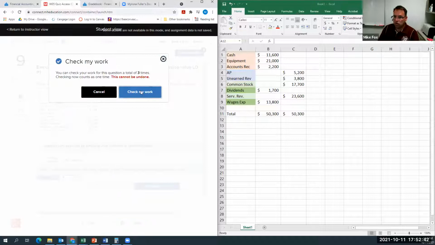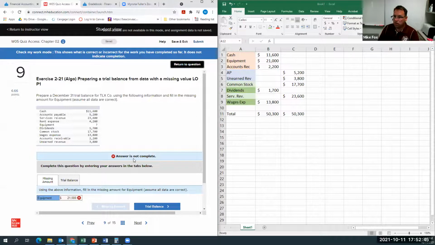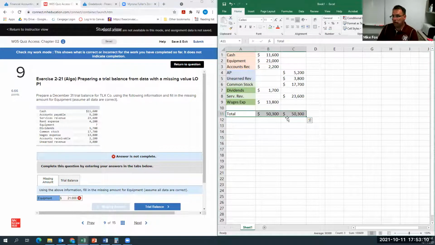I can check my work. It says it's wrong. So, well, then I'm not sure. Did I make an error here? 11,600, 5,200, 23,600. Rent expense. I missed rent expense. This is why we use our checks. All right, so our rent expense was 4,200. Update this.